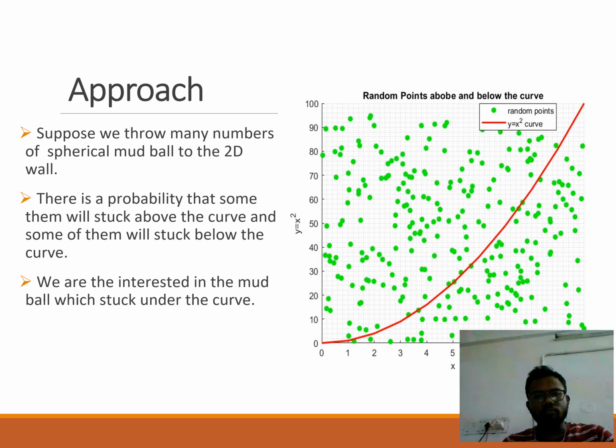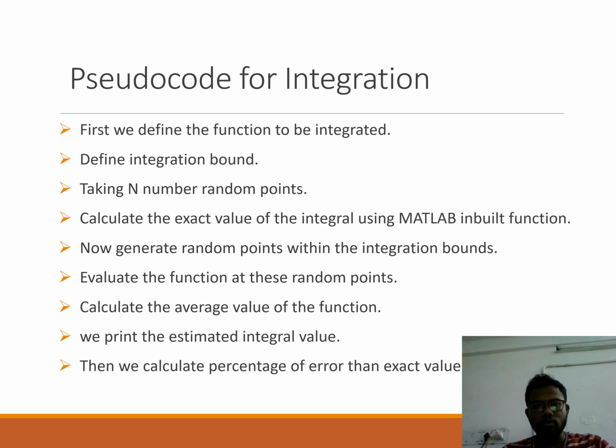The approach we use to solve this integral is, suppose we throw many spherical marbles at a 2D wall. There is a probability that some of them will stick above the curve and some of them will stick below the curve. We are interested in the mud balls stuck below the curve, which give the area under the curve, that is the value of the integral. So now we move into MATLAB to show how we can calculate the integral.